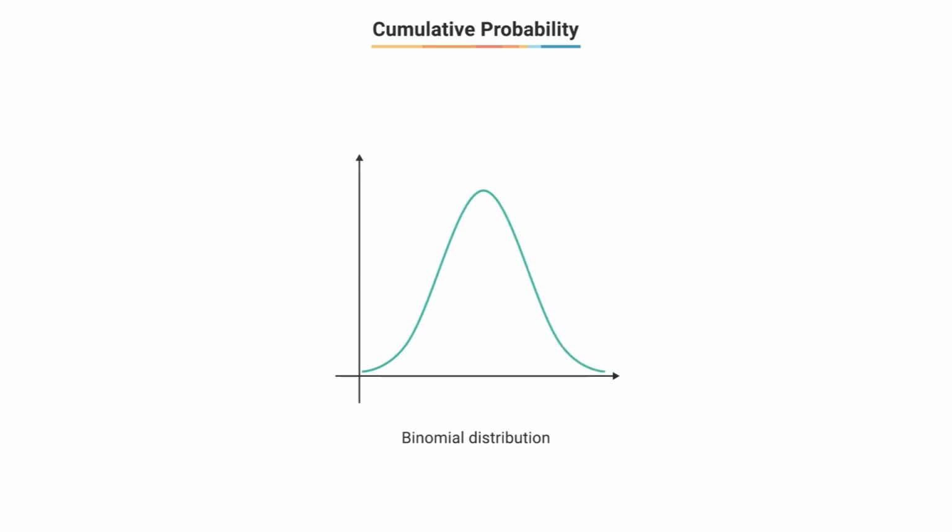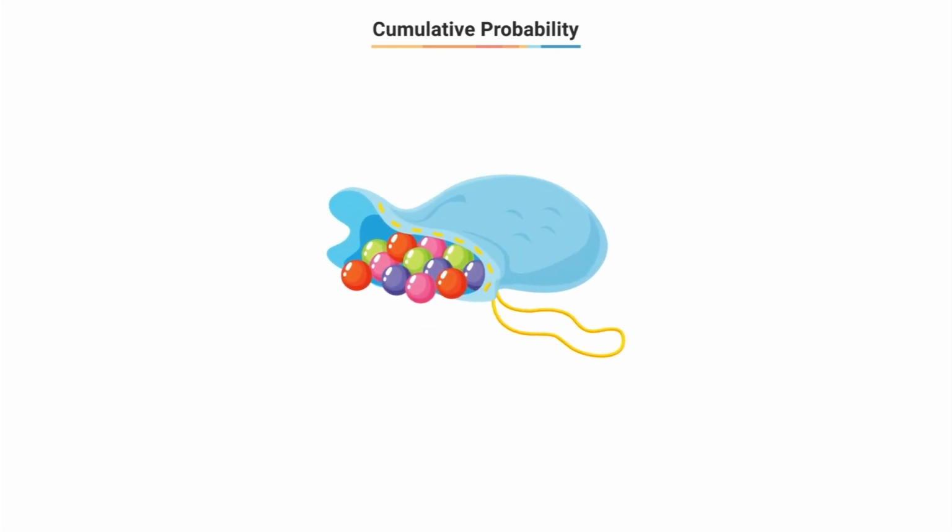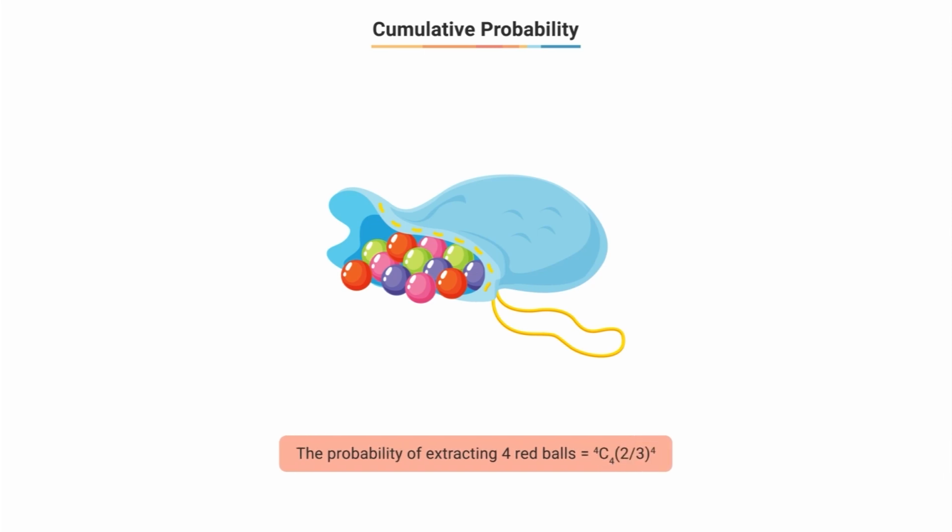You saw that using the binomial distribution, we were able to calculate the probability of getting an exact value. For example, if we want to know the probability of x equal to 4, that is 4 red balls, we know the formula, that is 4c4 2 by 3 raised to the power 4 into 1 by 3 raised to the power 0, which is equal to 0.1975.